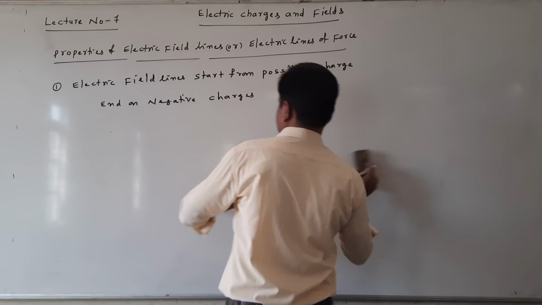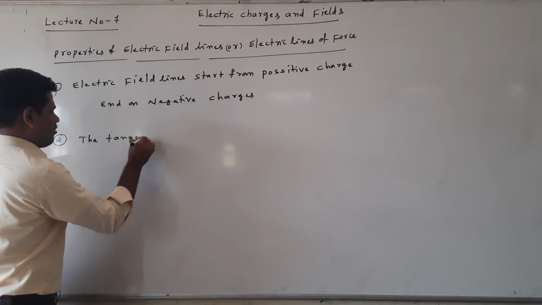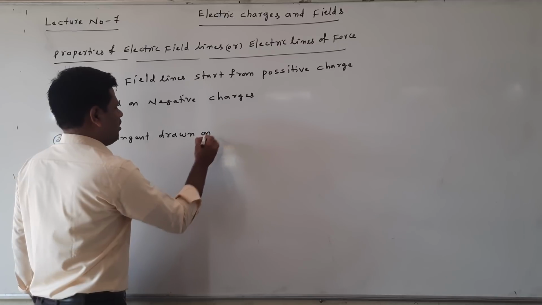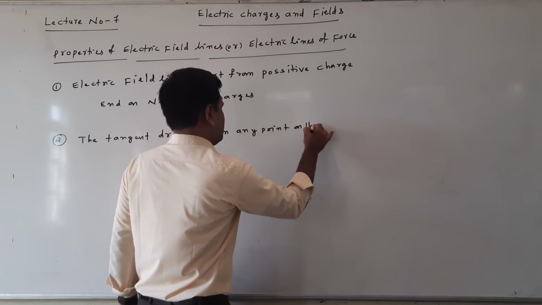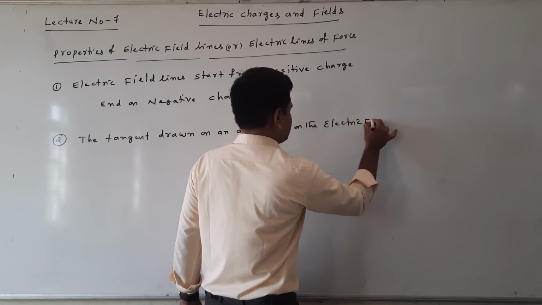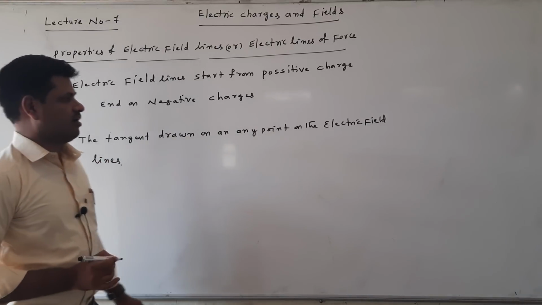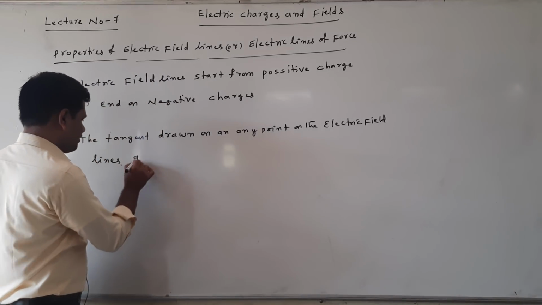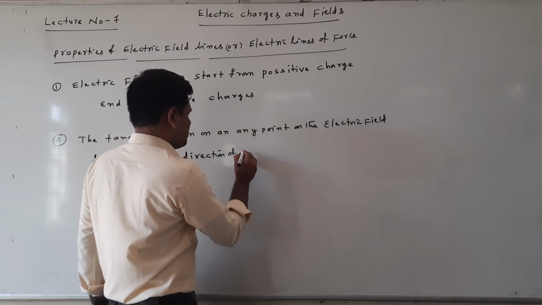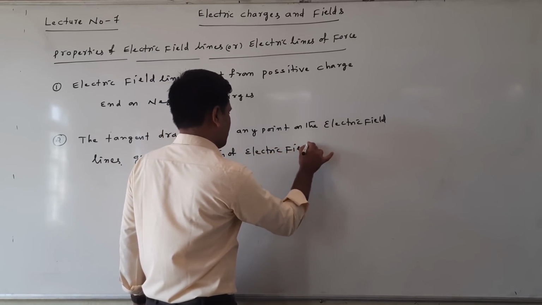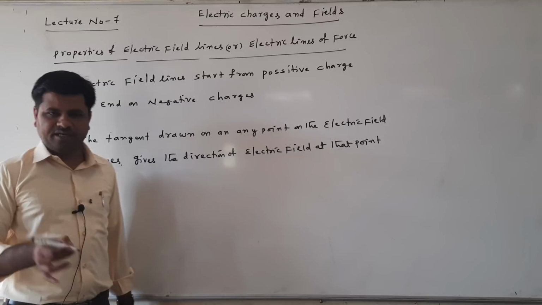Second property: the tangent drawn at any point on the electric field lines gives the direction of the electric field at that point, or gives the direction of the electric field intensity at that point.